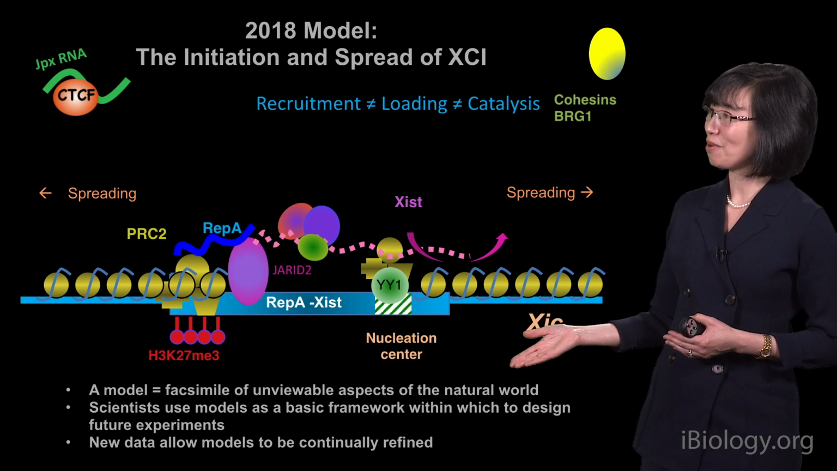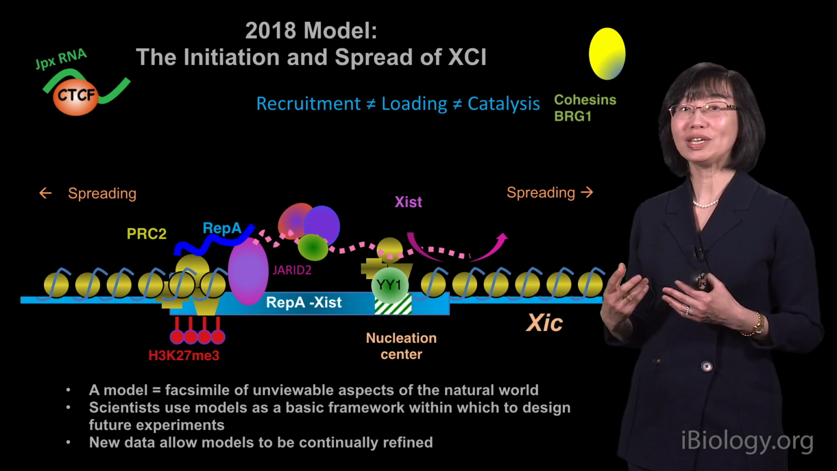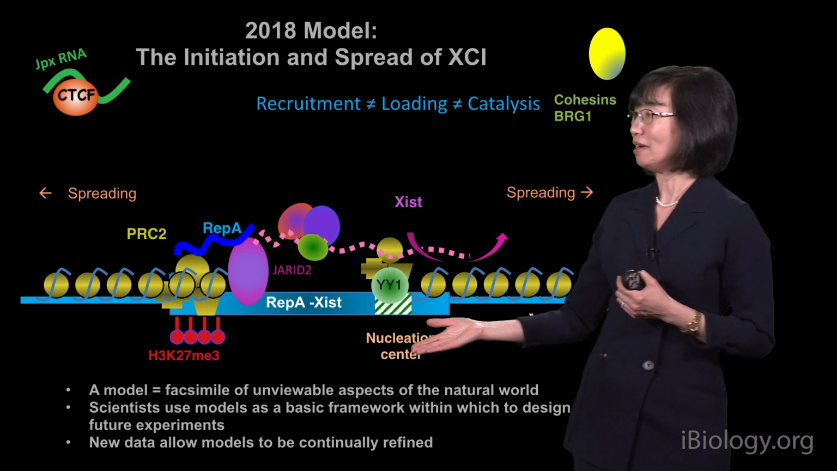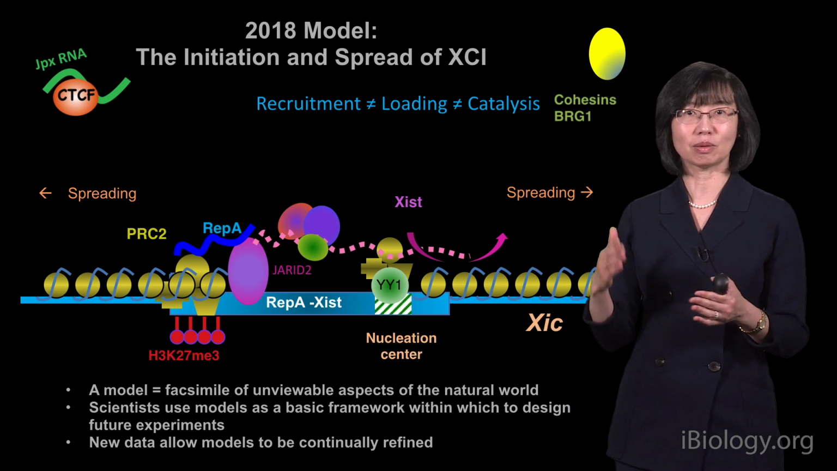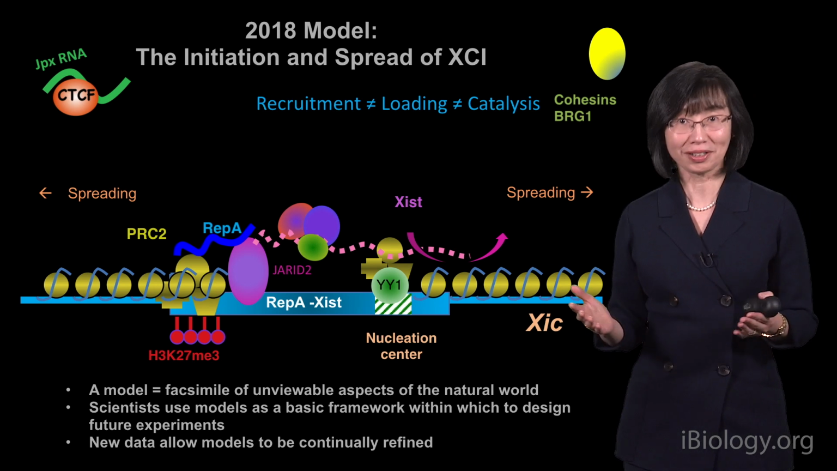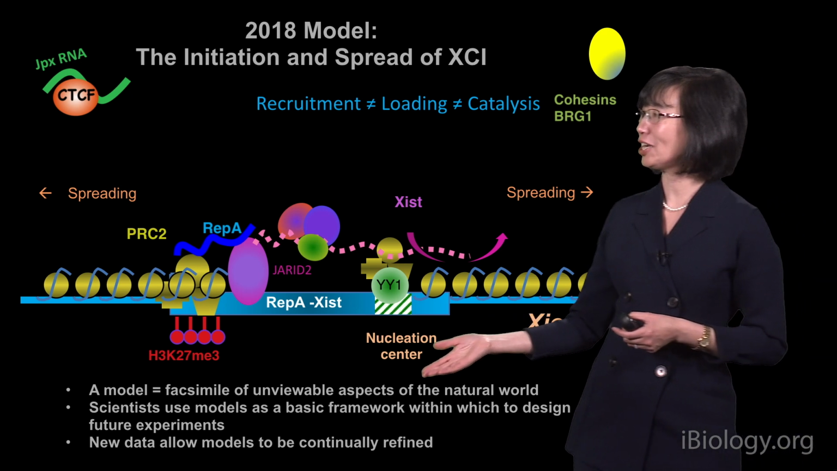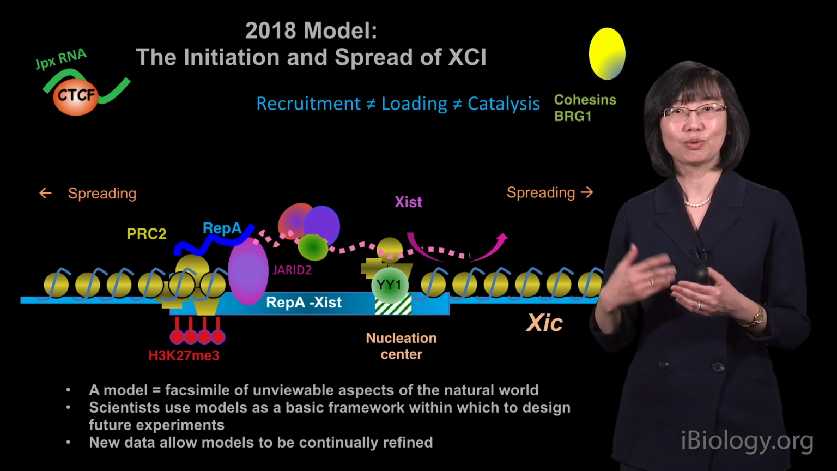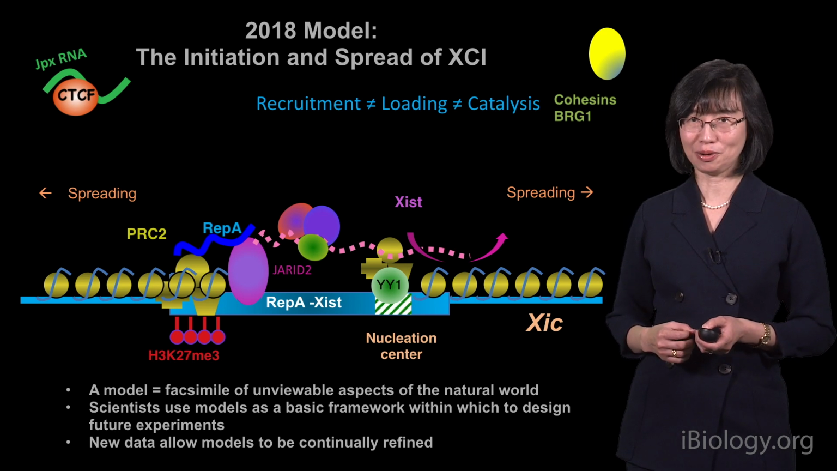And I should say, by way of conclusion, that this is a model. So it is a facsimile of what we can't actually directly visualize in the natural world. And scientists use these models as basic frameworks within which we can design additional experiments to probe, to refute, or to accept a hypothesis. And of course, scientists disagree all the time with each other about exactly how things are working in nature. And so we hope that additional data that we will generate in the coming years will allow us to continually refine this model. And I hope that I'll be able to share some of those new ideas with you in the coming years.